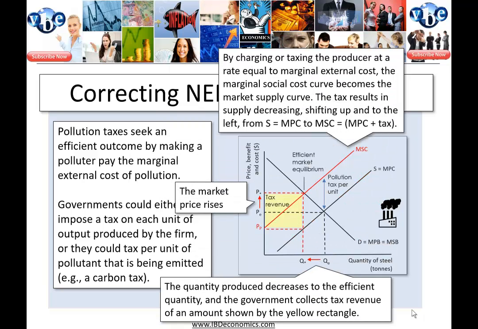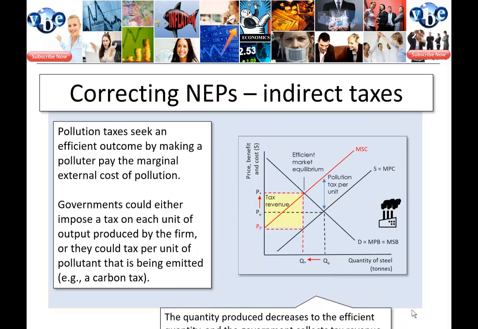Now, by charging or taxing the producer at a rate equal to the marginal external cost, the marginal social cost curve becomes the market supply curve. So that tax results in supply decreasing, shifting up and to the left, from where supply equals marginal private cost to where marginal social cost is now the marginal private cost plus that tax. So the market price rises and the quantity produced decreases to the efficient quantity. The government collects tax revenue by the amount shown in that yellow rectangle there, which of course can be easily calculated.